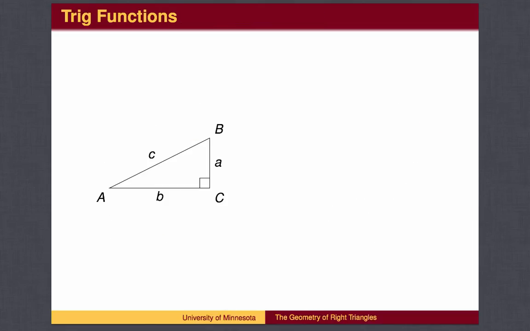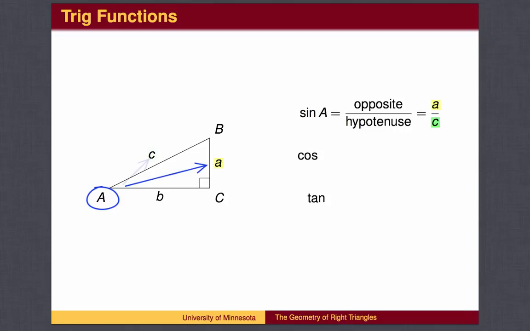For both angle A and angle B, 6 trig functions are defined. In this lesson, we will define the three most common trig functions: sine, cosine, and tangent. The sine of angle A is the length of the leg opposite angle A divided by the length of the hypotenuse. In this case, the sine is A divided by C. Sine is spelled S-I-N-E, but is abbreviated S-I-N.